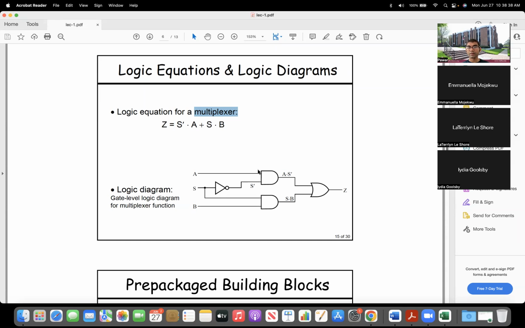Is it an AND gate? Yes, it's an AND gate, right? It's an AND gate. And again, this is an AND gate.